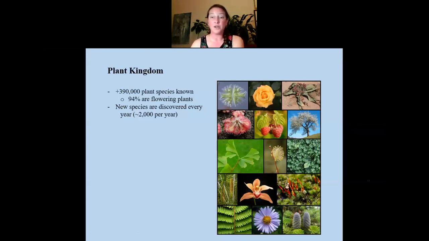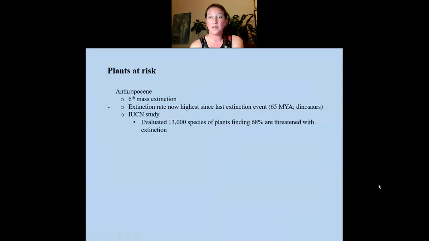Every single year, we discover new species of plants, believe it or not. But in addition to discovering new plants, unfortunately, we're also losing a lot of plants every single year due to human activities. So we are in what biologists call the Anthropocene. Cene refers to a period of time. So we're in the human period of time, because humans haven't been around all that long.